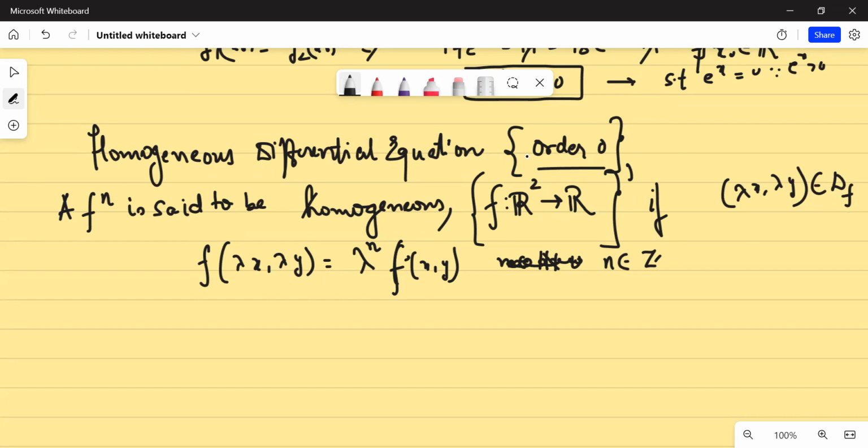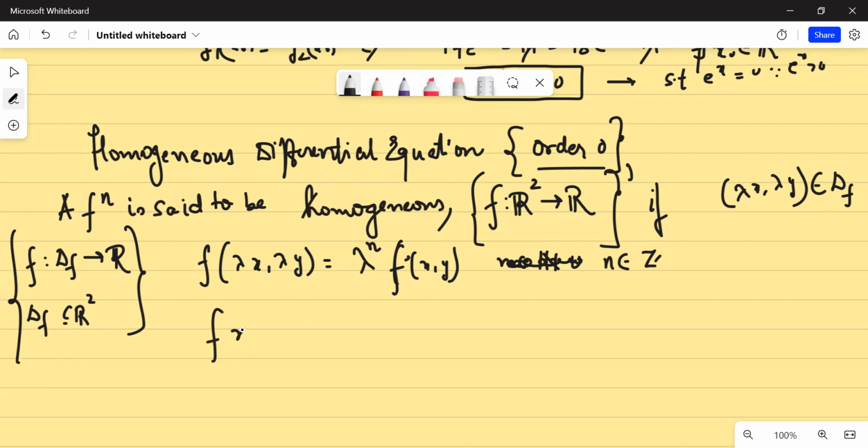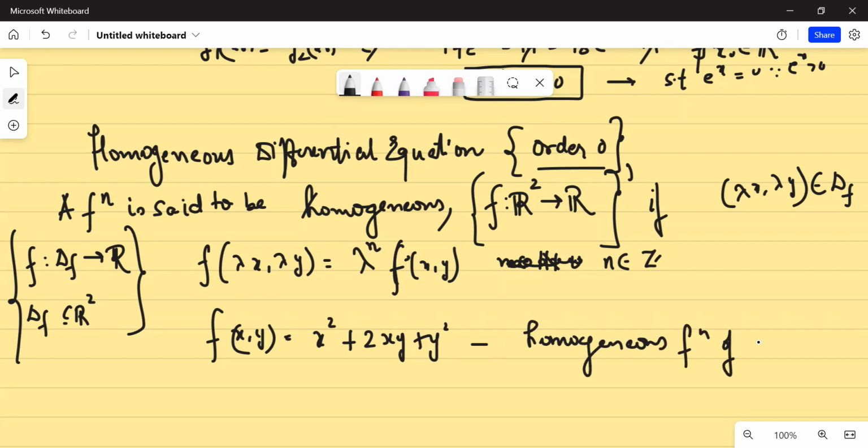So let's say the domain of definition of f is given by Df, then a function which is defined from the domain of definition of f to R, where the domain of definition must be some subset of R square. Then f of lambda x comma lambda y should be equal to lambda to the power n f of x comma y. Let us take an example and understand this. So if I say that my f of x, y is equal to x square plus 2xy plus y square, this function is a homogeneous function of degree 2.